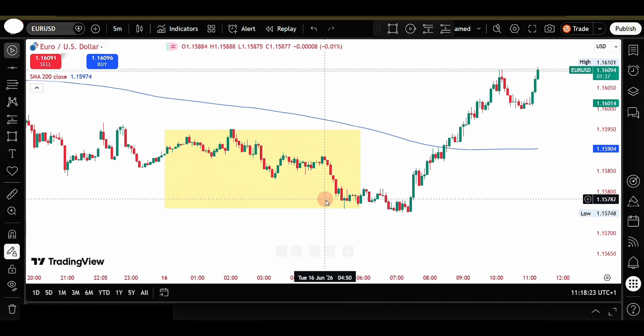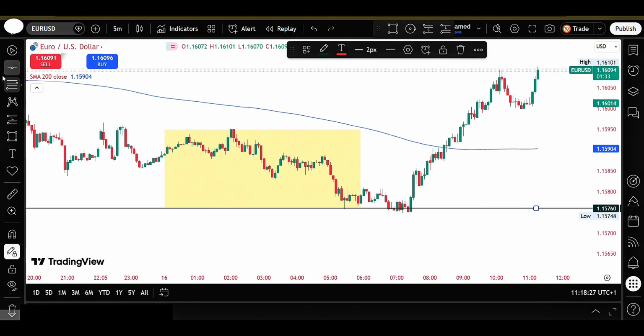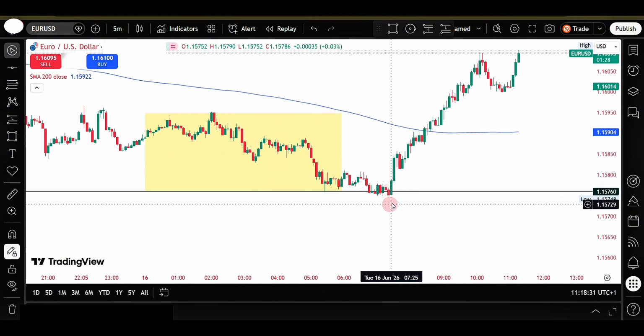Okay, so after I drew this, I use the line to mark the lower edge of the Asian session. If you notice, price broke out.